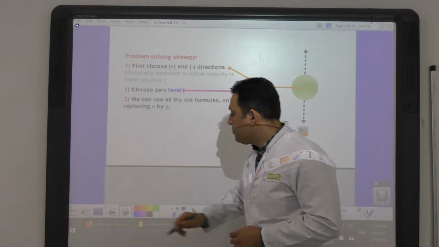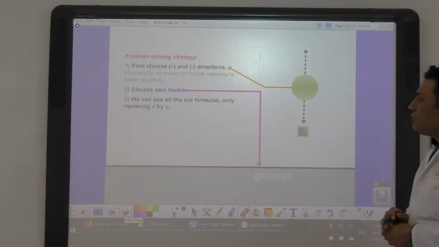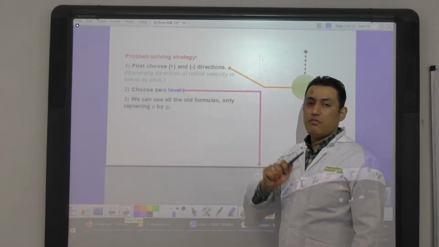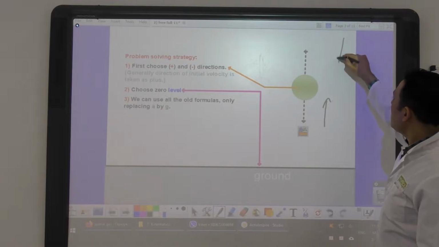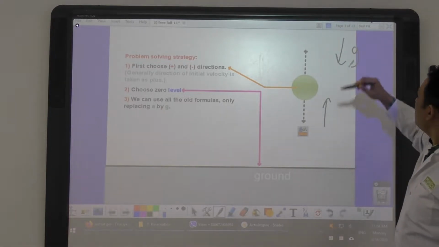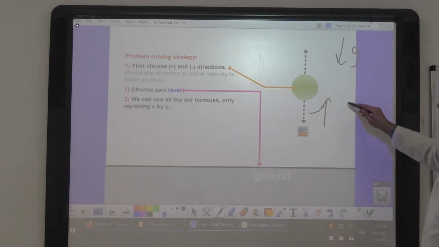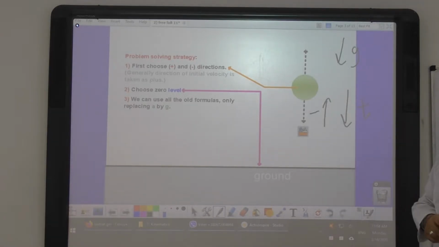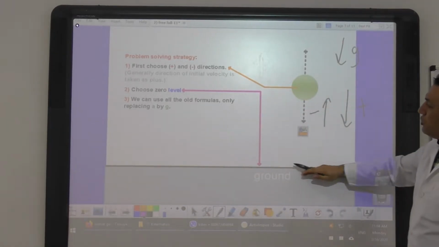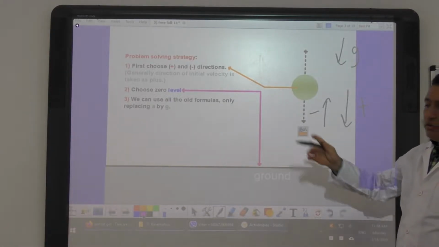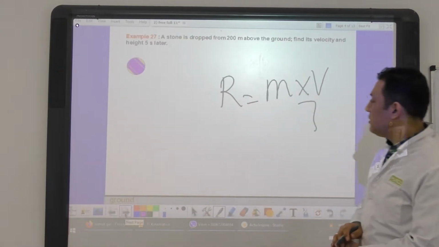Okay, on the next page, you will see the problem solving strategies. First, it's very important to choose your positive and negative directions. Mostly, the direction of motion is the direction of gravity, direction of g. Mostly, an object rising up in the air we choose as negative, and the direction in which the object falls down we choose as positive. It's important to choose your zero level, and use all those formulas I just showed you. We will be replacing acceleration by gravity.